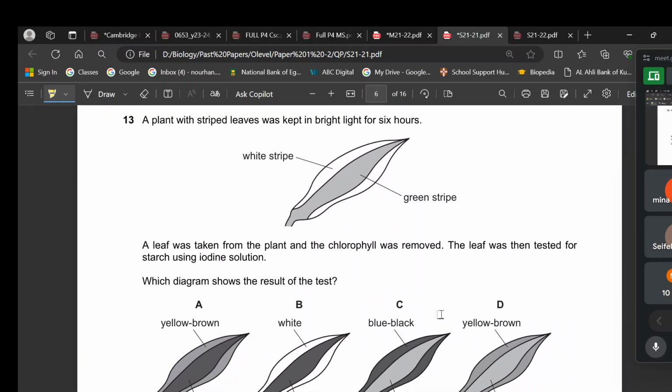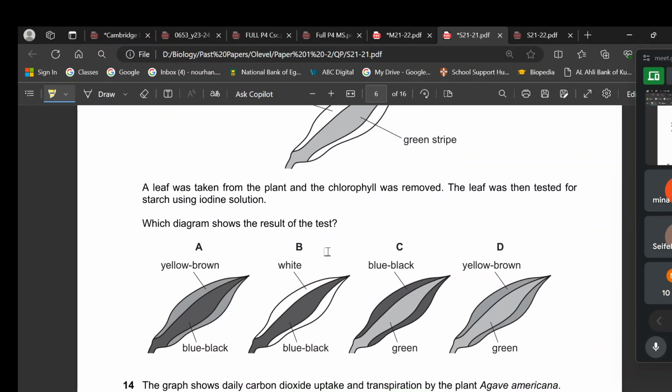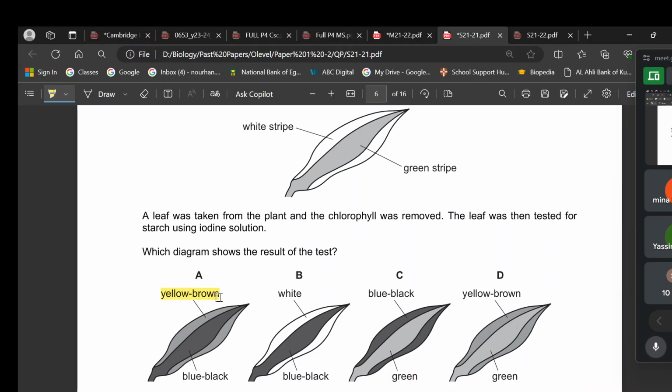Question 13. A leaf was taken from the plant. Chlorophyll was removed. The leaf was then tested for starch using iodine. The leaf was variegated. It had white parts and green parts. He left it in sunlight. A plant with striped leaves was kept in bright light. After that, he removed the chlorophyll to test it with iodine. What is the expected result? It will be A. The white part will be yellow brown because there is no starch produced.